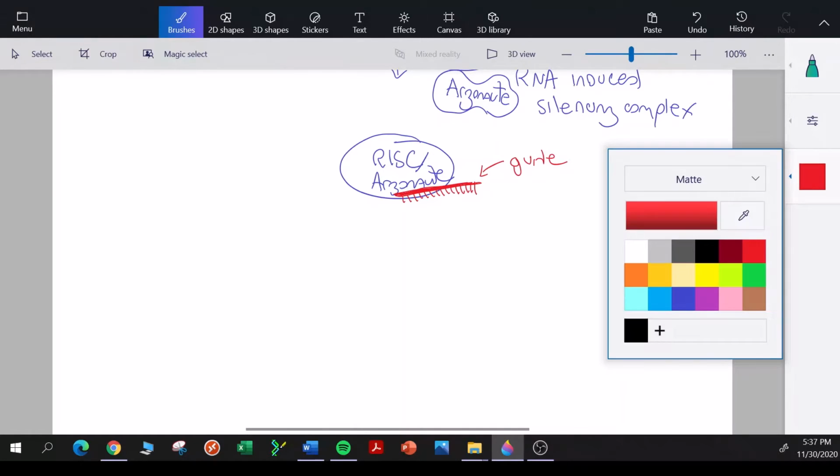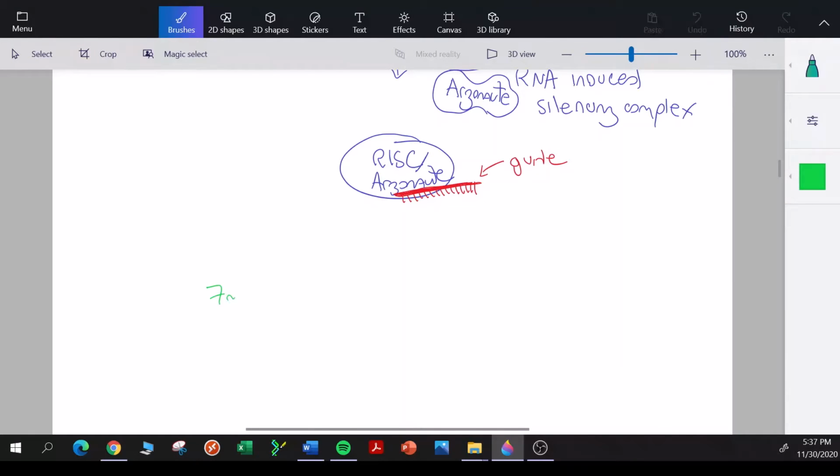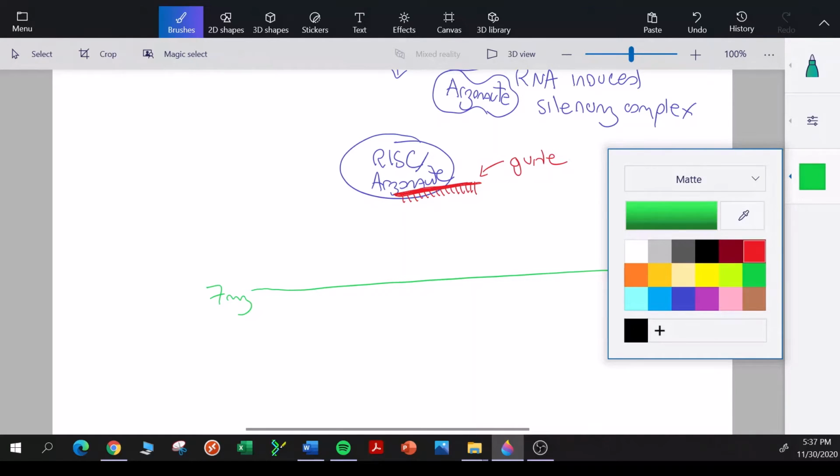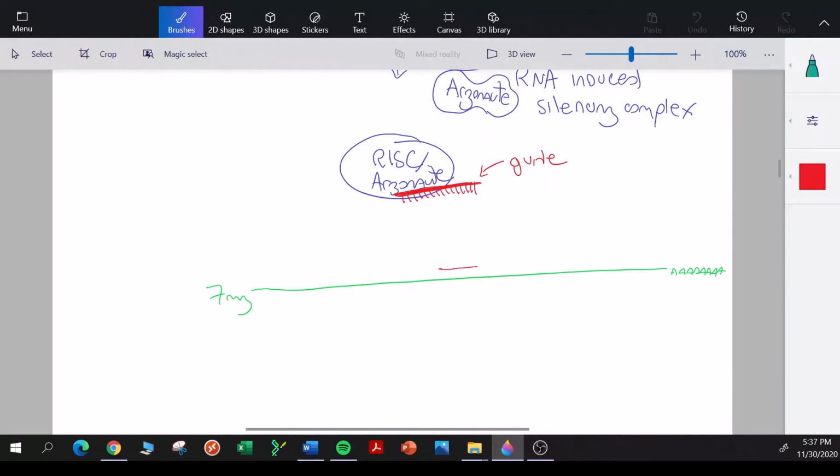So let's say this is our messenger RNA with a 7-methylguanosine cap and a poly-A tail. And let's say the short interfering RNA that has been incorporated into the RISC complex matches right there. It's complementary. And remember, this is about 21 nucleotides long.